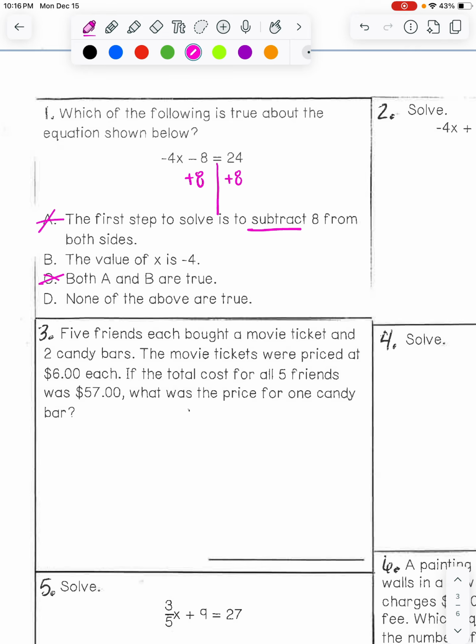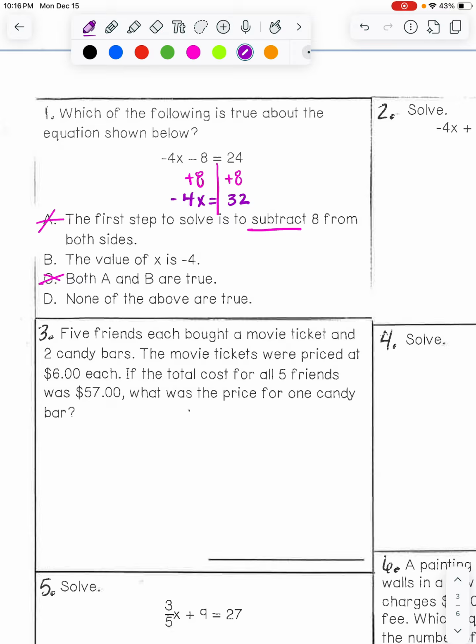I could solve it if I did want to do that. That would give me -4x equals 32. And then I would divide both sides by -4. That's not going to give me -4 as a value. Or I could just plug -4 in, right? I could do -4 times -4 minus 8 to see if I get -24. And I don't, right? I get 16 minus 8, which is definitely 8. So the correct answer for number 1 is D. None of those are true.